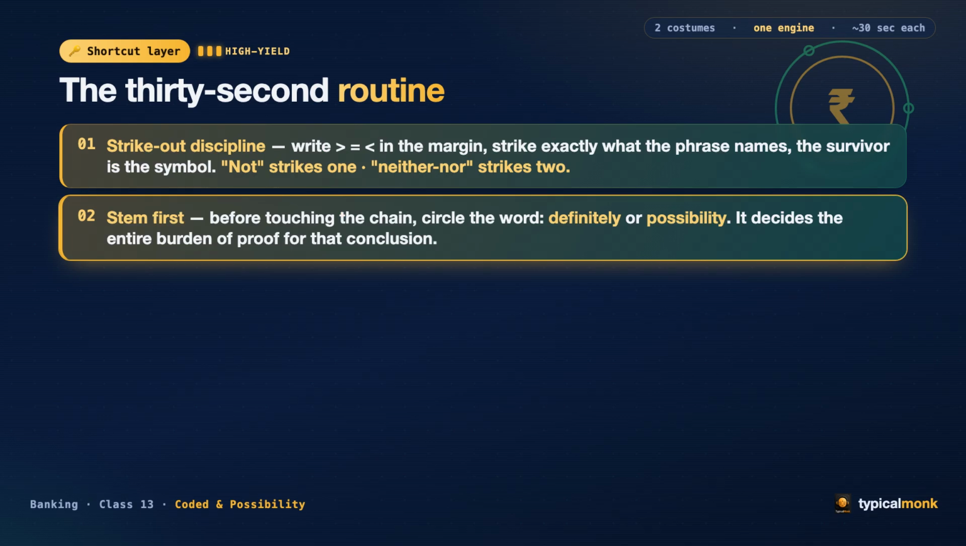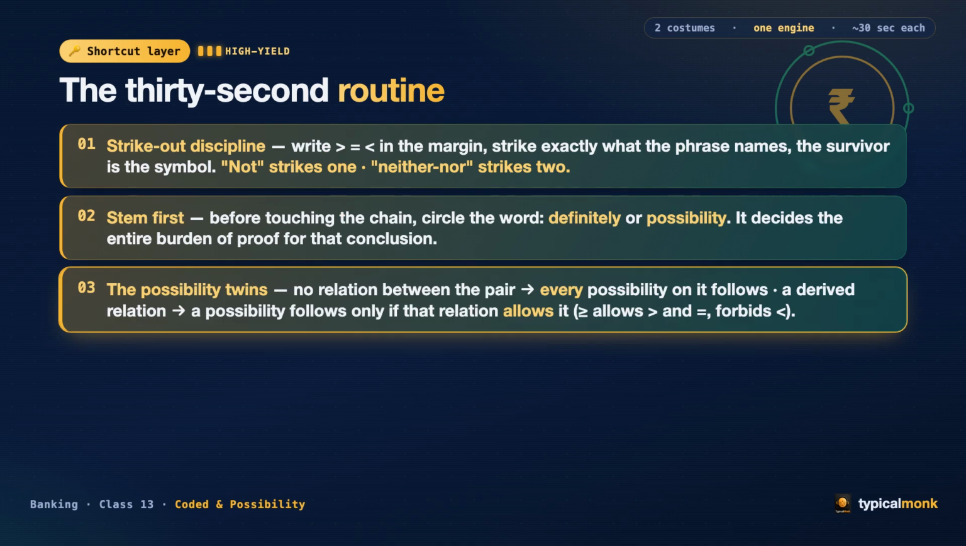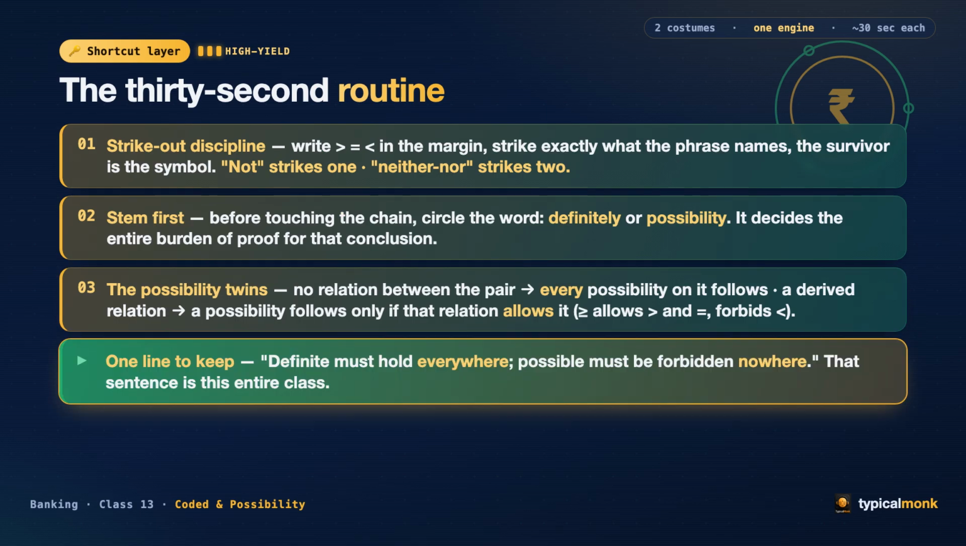Second, stem first. Before touching the chain, circle the word definitely or possibility. That one word decides the entire burden of proof for that conclusion. Third, the possibility twins, no relation between the pair. Then every possibility on that pair follows. And if a relation is derived, a possibility follows only when that relation allows it: greater than or equal to allows greater than and equal, and forbids less than. And the master line: definite must hold everywhere. Possible must be forbidden nowhere. That single sentence is this entire class.